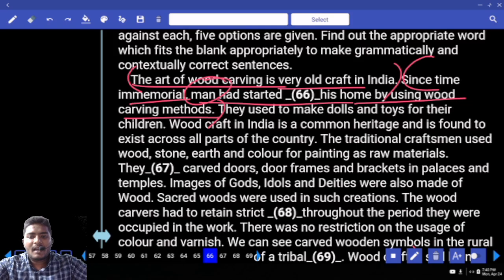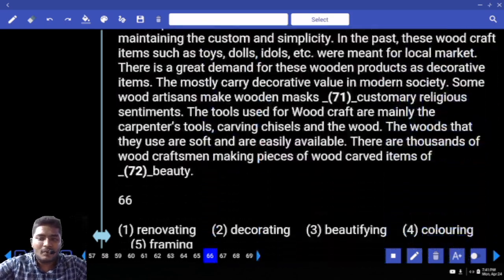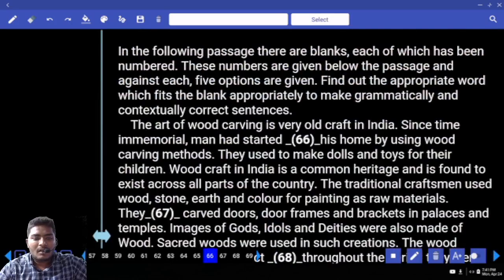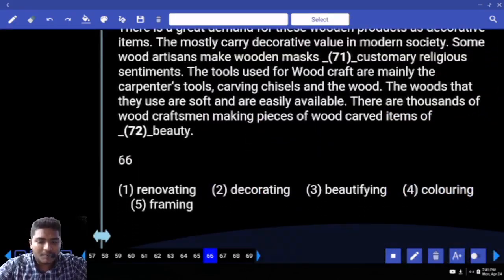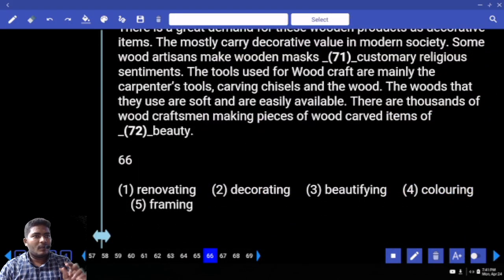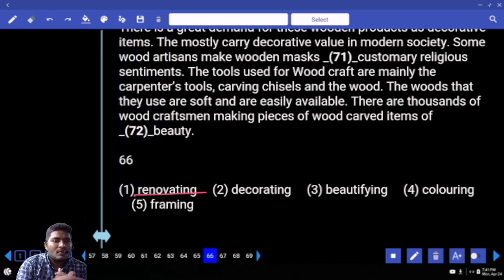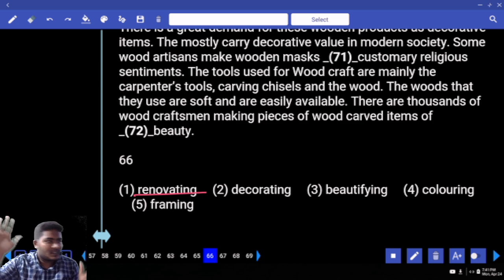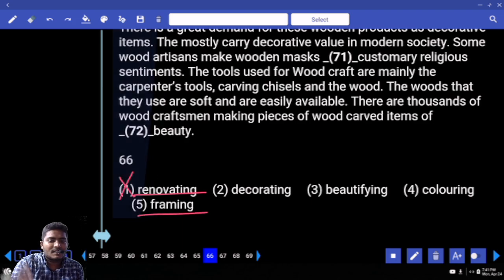Okay. Now, man has started dash his home by using wood carving methods. Now look at the options. What are the options here? Renovating, decorating, beautifying, coloring, framing. Now tell me which is not related first. First of all, can we use renovating here? We are speaking about how we started building the houses, not renovation. Eliminate. What else is there here?